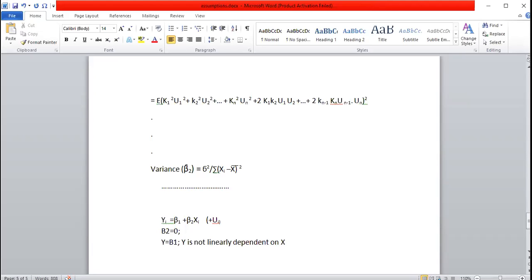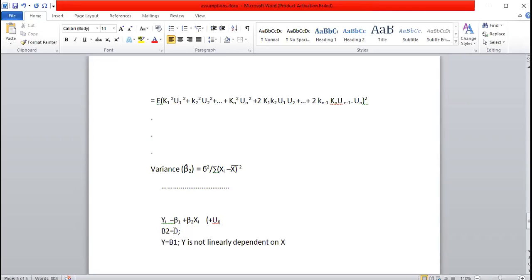That is why this test is very important. But you can do any other test. If you want to know whether beta 2 equals 5, that test also can be done. If you want to know whether beta 2 equals 0.7, that's also possible. Any value of beta 2, you can test.